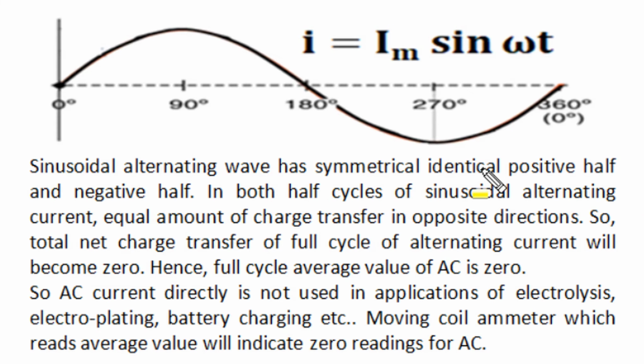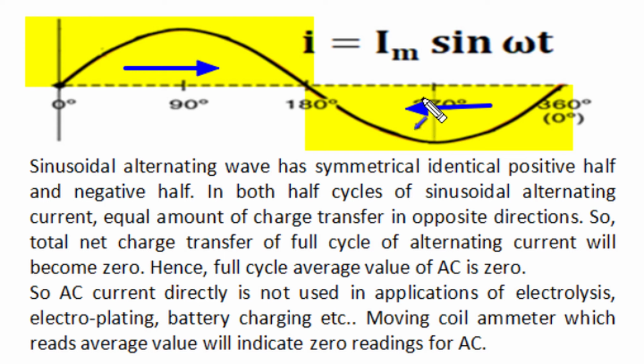This is evident from this symmetrical sinusoidal standard time varying alternating current, which has a positive half and a symmetrical negative half. In the positive half cycle, a certain amount of charge transfers in one direction, and in the negative half cycle, when the direction of current gets reversed, the same amount of charge transfers in the opposite direction. When we sum up the total charge transfer of the entire cycle, due to the symmetrical identical positive and negative half sections, the resultant charge transfer becomes zero. So the total net charge transfer of a full cycle of alternating current is always zero, or the full cycle average value of alternating current is zero.